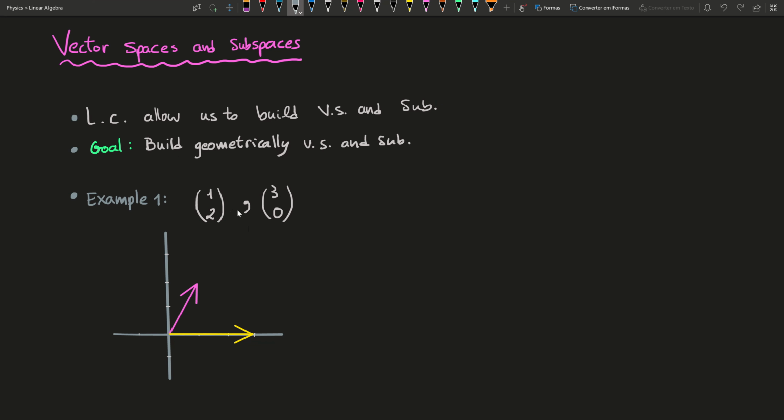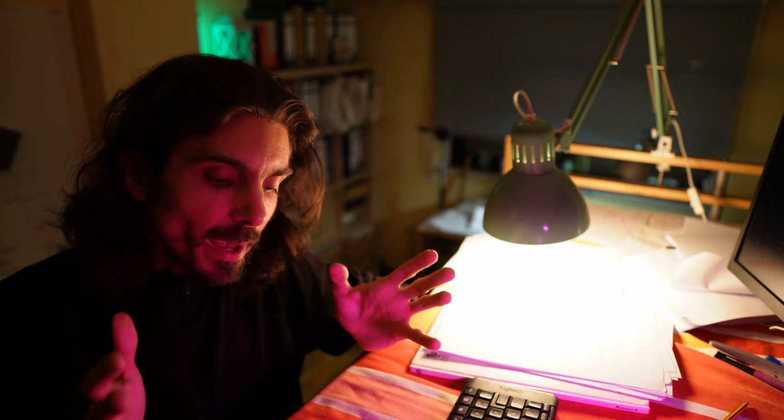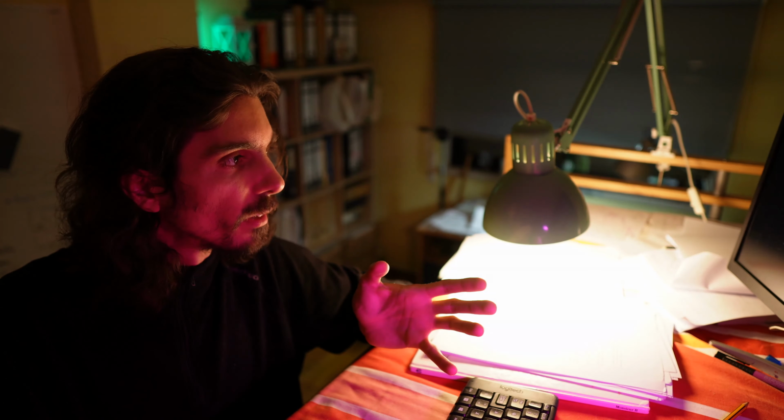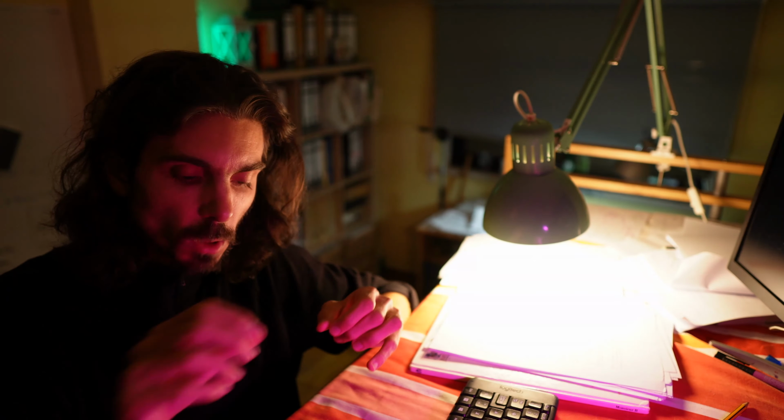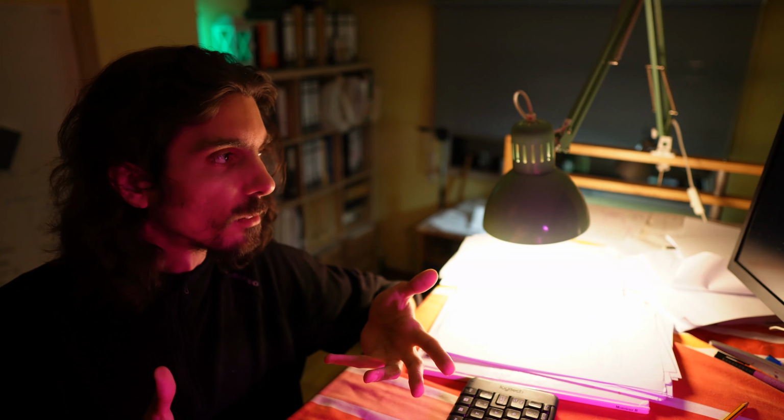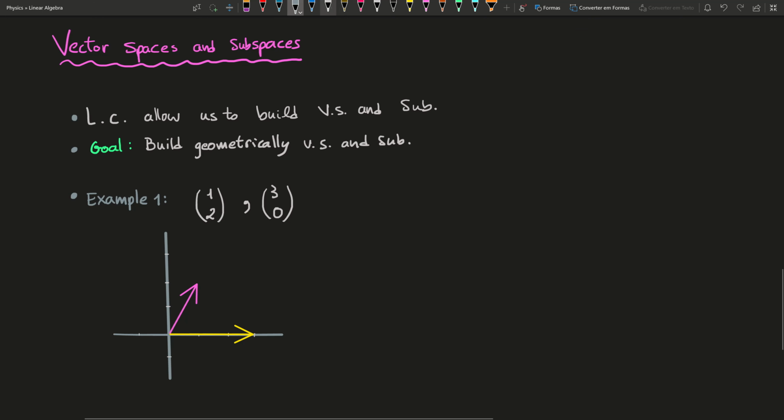Consider, for example, these two vectors, (1, 2) and (3, 0). So (1, 2) you find here in pink, and (3, 0) the yellow one. Now just imagine that we write every possible linear combination of these two vectors. In other words, we have a(1, 2) plus b(3, 0), where a and b are just real numbers of your choice.